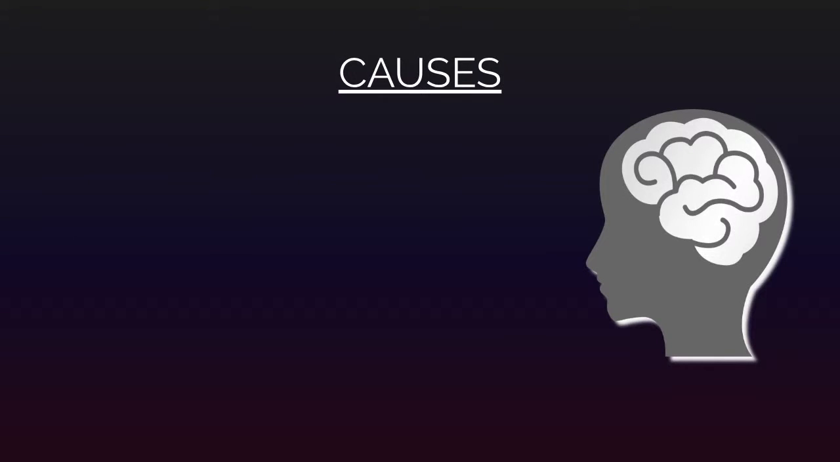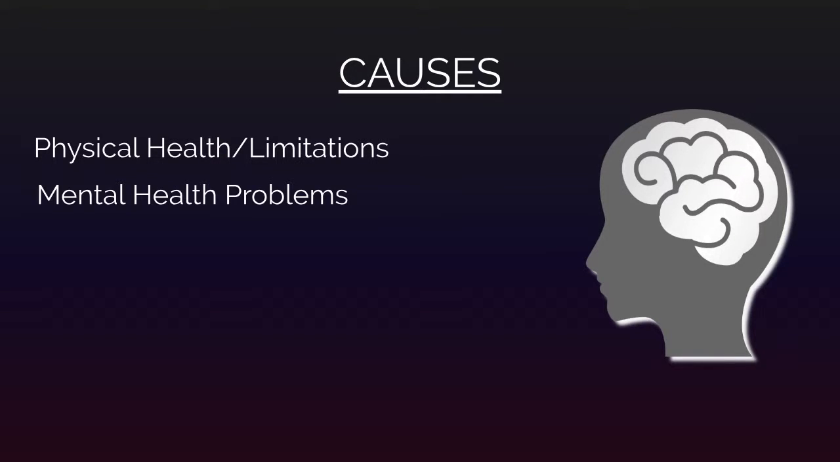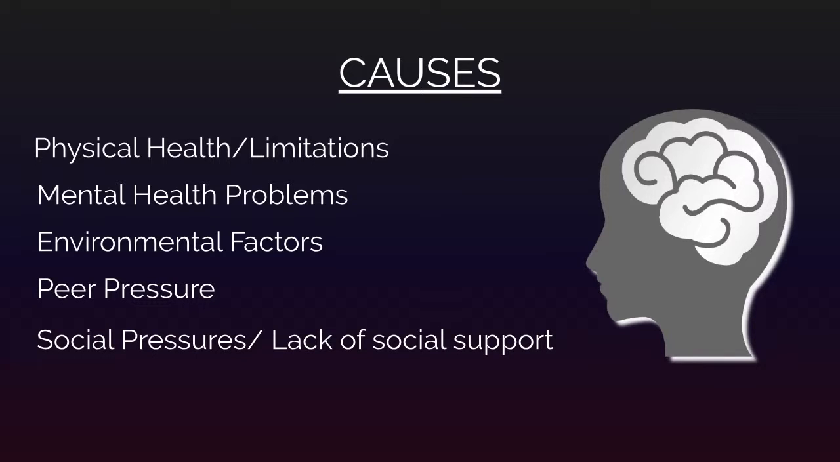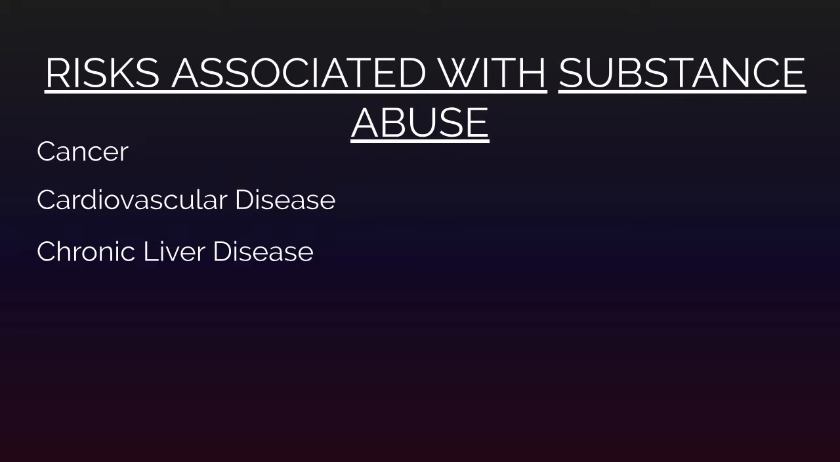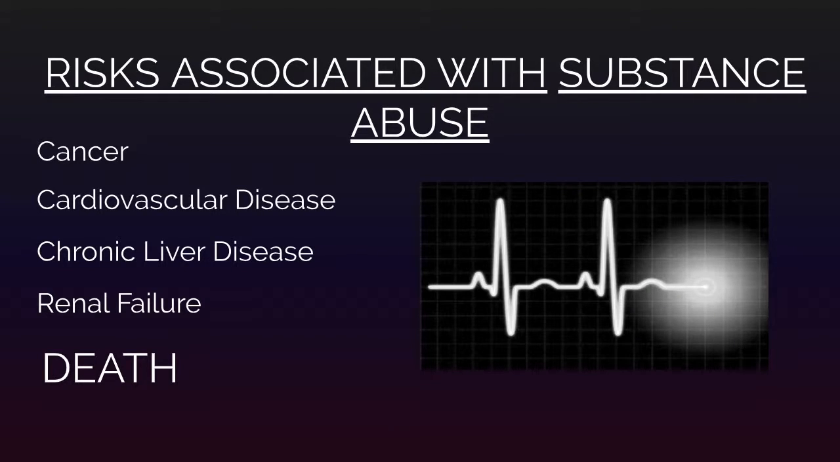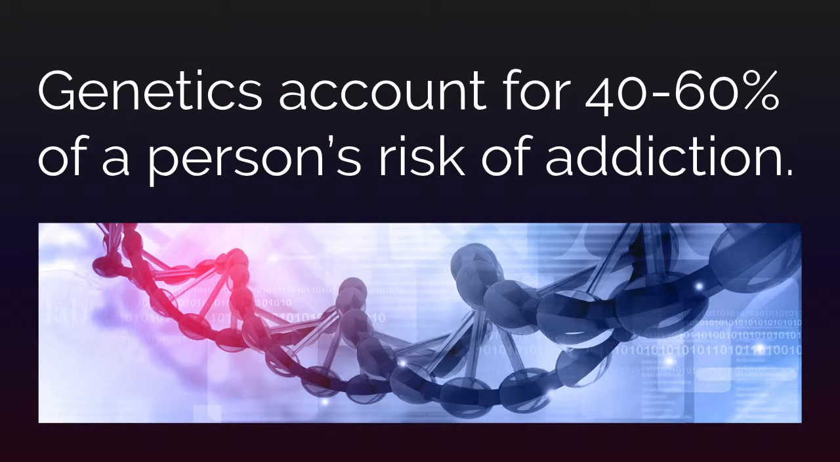The top 6 causes resulting in addictive behavior include physical health and limitations, mental health problems, environmental factors, peer pressure, social pressures and lack of social support, and genetics. Addiction can lead to substance abuse that can increase risk factors for cancer, cardiovascular disease, chronic liver disease, renal failure, and death. Genetics play one of the largest roles in someone's predisposition to addictive behavior. Genetics account for 40 to 60% of a person's risk of addiction.